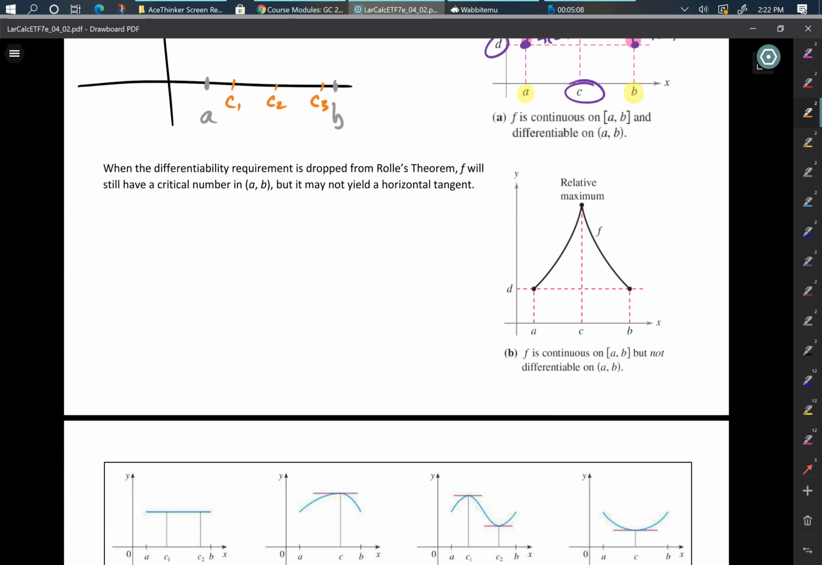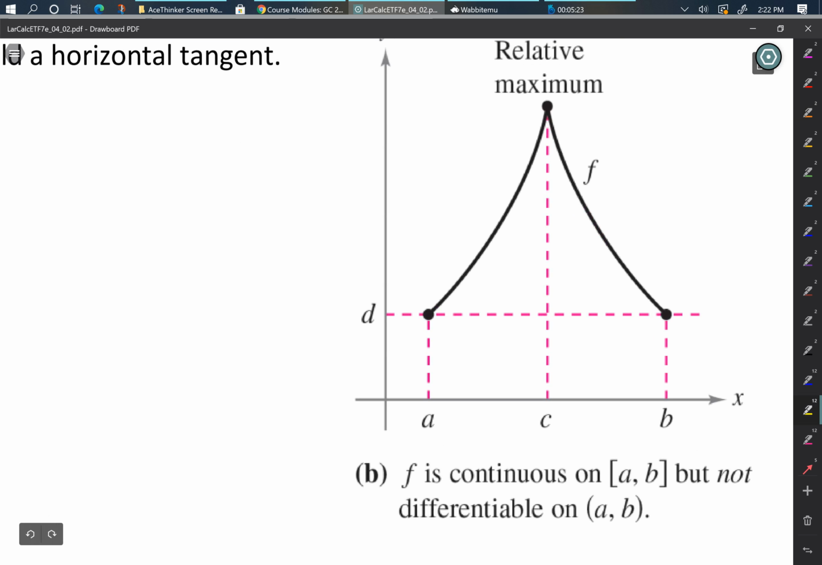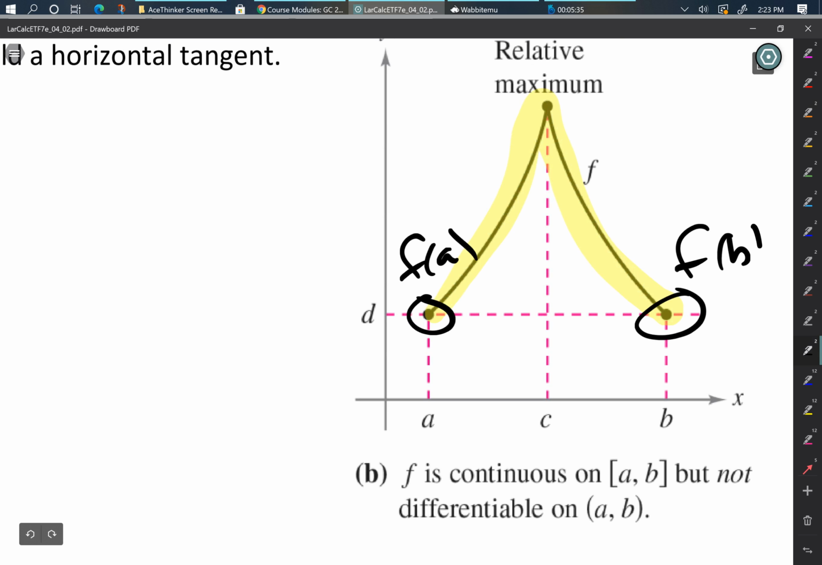When the differentiability requirement, though, is removed, you could still have that extreme value somewhere in the interval, but it won't yield a horizontal tangent. So something like this. This function is continuous on a closed interval a to b because I can draw it without picking my pen up. It still has the f of a equal to f of b business here. And it still has a maximum somewhere between a and b at the point we're calling x equals c.